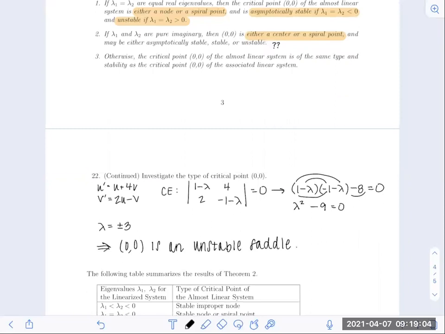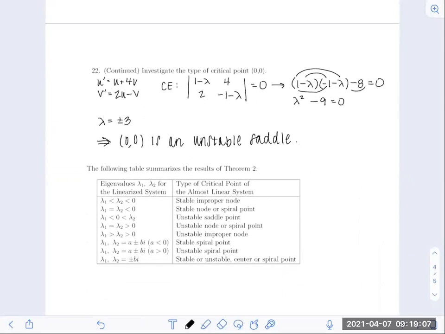All right. And so here, this table really nicely summarizes what Theorem 2 says, including all of the old linear stuff and then the new linearized stuff. So here, the first line, if both of your eigenvalues are negative, you have a stable improper node. If they're equal and negative, you have a stable node or a spiral point. Again, we can't classify which. If they're straddling 0, we have an unstable saddle. That's what we just had in 22. If they're equal and positive, we have either an unstable node or a spiral point. If they are unequal and positive, we have an unstable improper node.